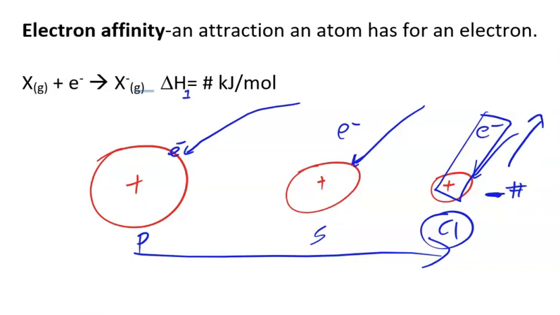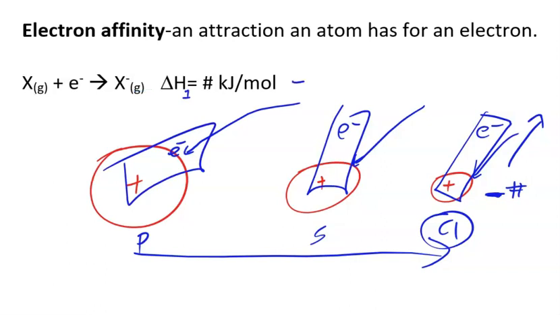For the one more toward the middle, you would have farther distance, and therefore the attraction isn't quite as big. And then for phosphorus or something farther to the left, even bigger distance, so the attraction is even less. So the energy being released is less energy, or a smaller negative value, a smaller absolute value.